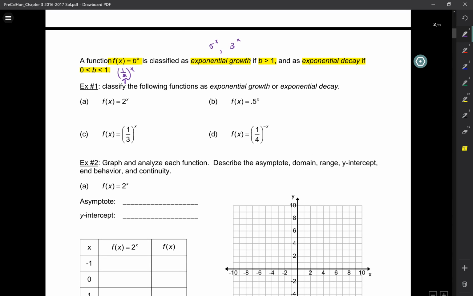All right, so let's classify the following as growth or decay. In the first case here, the number being raised to the exponent is greater than 1, so it's growth. Here you have 0.5 to the x, this is decay. Here you have 1 over 3 to the x, this is decay. All right, now here we have 1 over 4 to the power of negative x. Don't let that fool you, because if you have a negative exponent, you're supposed to flip this 4 over 1 to the power of positive x, and you can see that this one is growth.